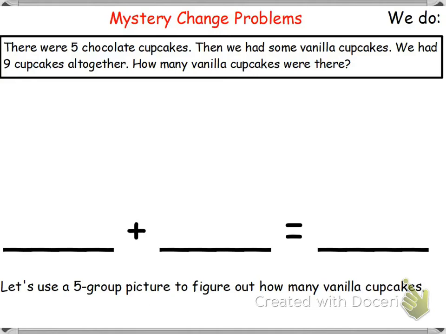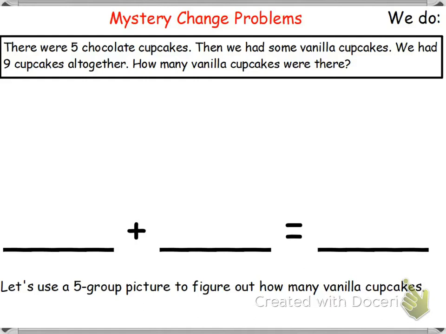There were 5 chocolate cupcakes. Then we had some vanilla cupcakes. We had 9 cupcakes altogether. How many vanilla cupcakes were there? Ooh, I'm picturing all these cupcakes. Okay, I'm going to read it one more time so I can fully understand it.